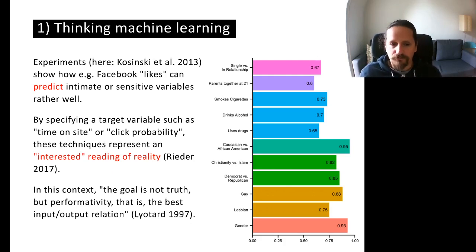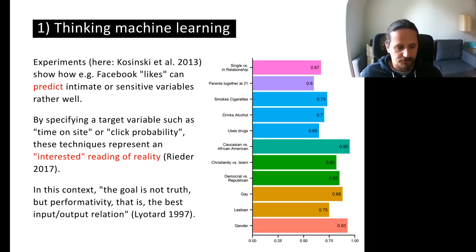For example, how a certain ad should look, what kind of content is interesting to a person. So how the signal should be constructed. And it is quite interesting, and I've tried to describe this as an interested reading of reality, right? It's not just descriptive, particularly in the context of platforms, but it's really a system that allows you to say, okay, this is my goal, this is where I want to get to in the context of the platform.